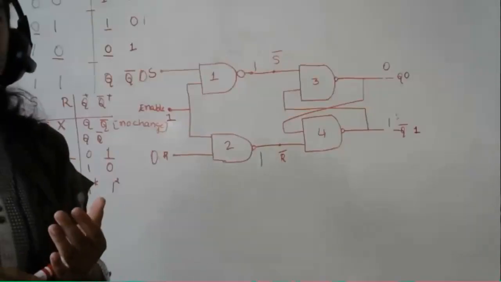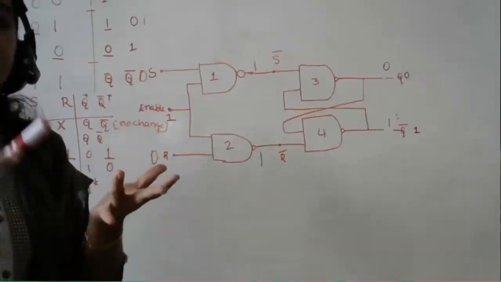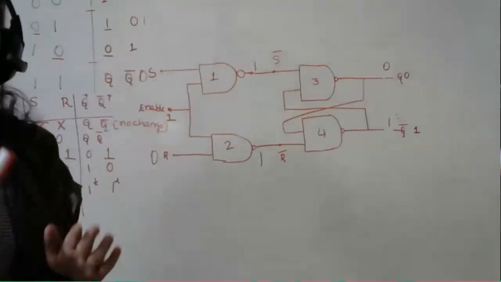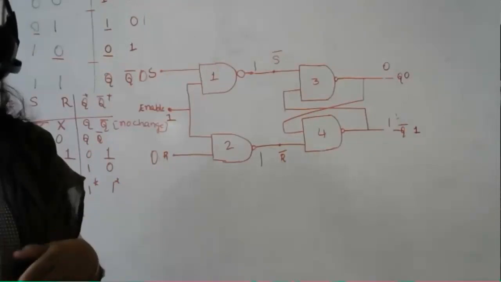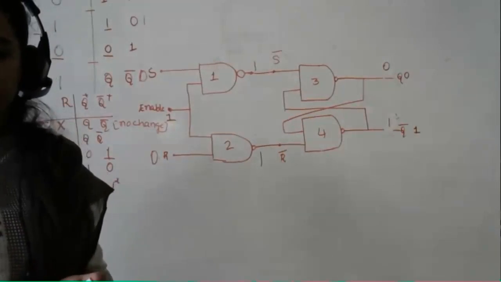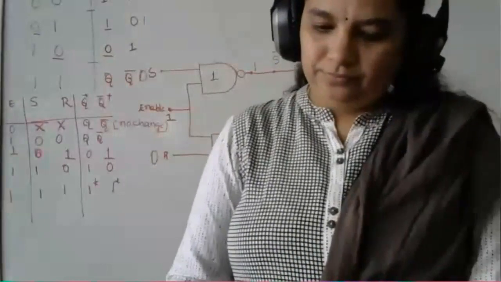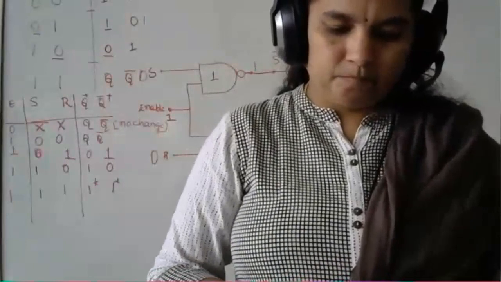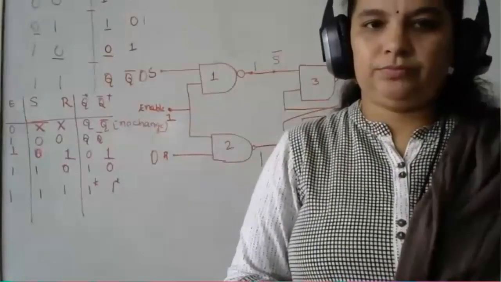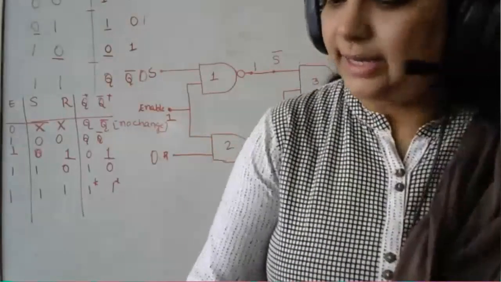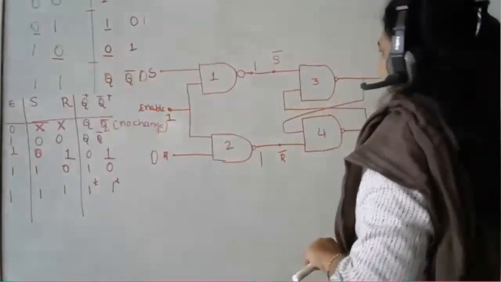So gated SR latch is a positive synchronous SR latch. If I just talk about an SR latch, then it's a positive asynchronous SR latch, whereas gated SR is a positive synchronous SR latch. Yes, any doubts with it? Any doubts? Okay. If you don't have any doubts, then I'll just show you one more class of latch.